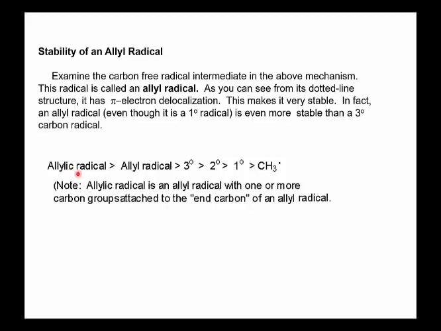In general, an allylic radical is in fact the most stable radical you could have, more stable than an allyl radical, stripped down, no carbon groups attached. The allyl radical is more stable than tertiary, more stable than secondary, more stable than primary, and more stable than the least stable here, the methyl radical.